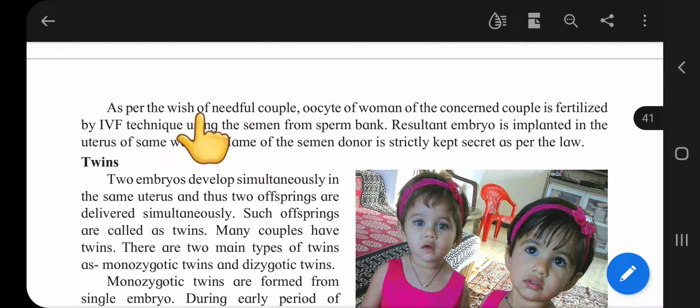As per the wish of the needful couple, the oocyte of the woman of the concerned couple is fertilized by the IVF technique using semen from the sperm bank. The resultant embryo is implanted in the uterus of the same woman. The name of the semen donor is strictly kept secret as per law.